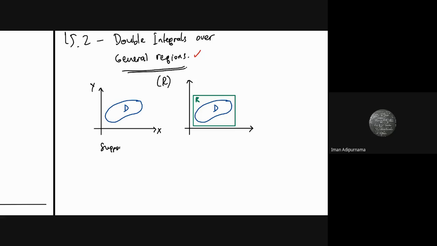Suppose D is a bounded region. So D can be enclosed within the rectangular R. I think I will erase this because maybe it will confuse you.